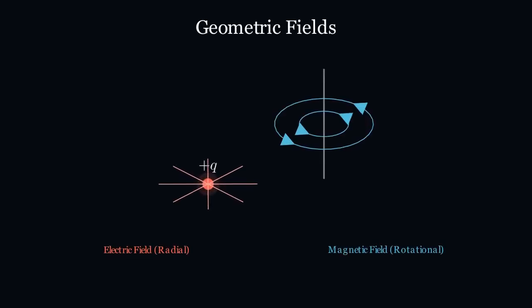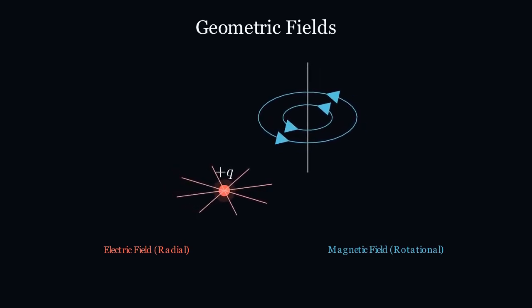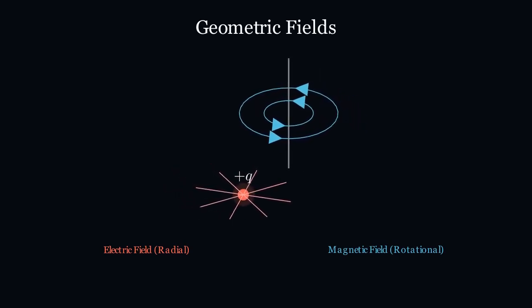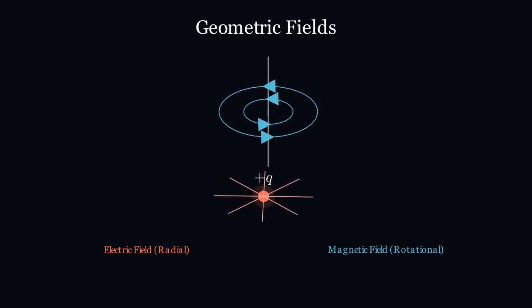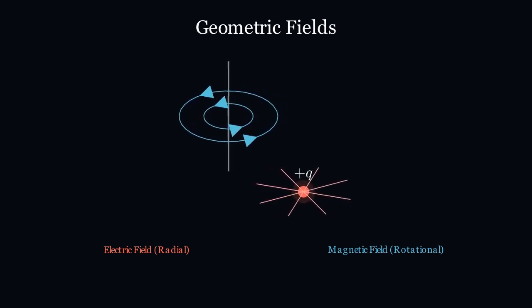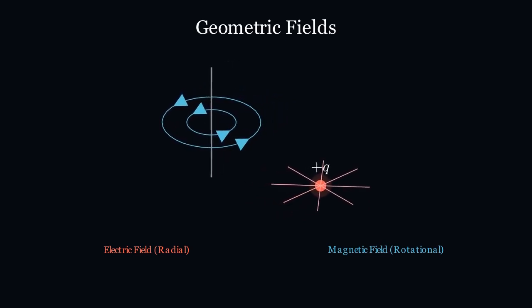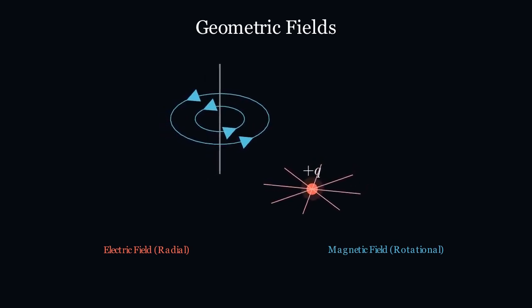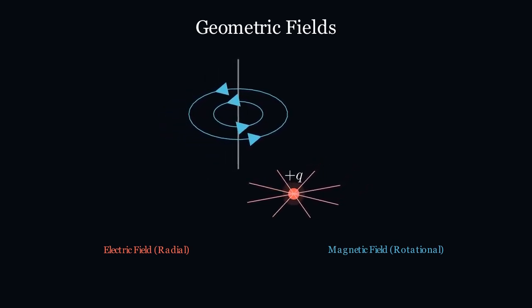If you place a positive charge in space, its electric field lines shoot straight outward, extending to infinity. But if you pass a current through a straight wire, the magnetic field lines do something entirely different. They wrap around the wire in perfect, closed concentric circles. Why does a straight flow of charge produce a curved rotational field?